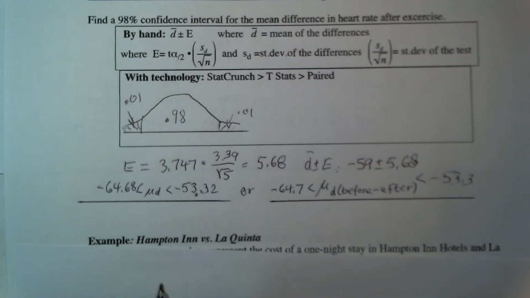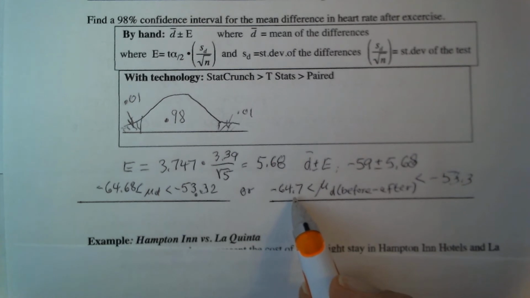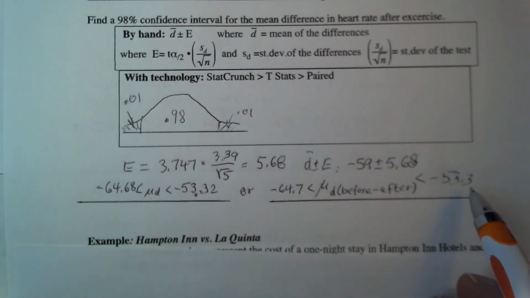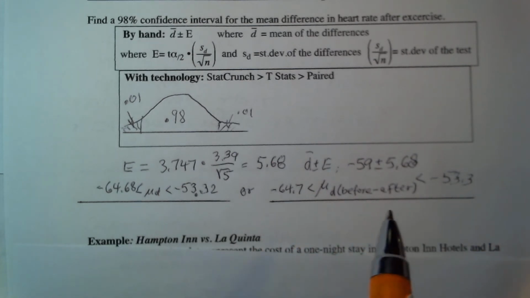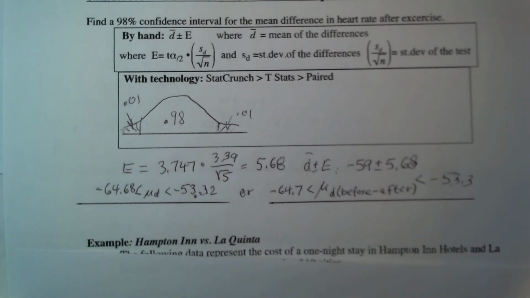So here then is our confidence interval, which basically says that the mean of the differences, before minus after, is between minus 64.7 and minus 53.3 beats per minute. So the conclusion would be, with 98% confidence, this data predicts that on average, heart rate before exercising is between 53.3 and 64.7 heart beats per minute lower than after exercise.